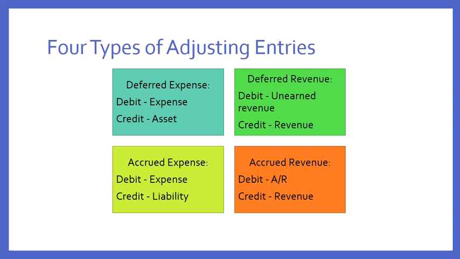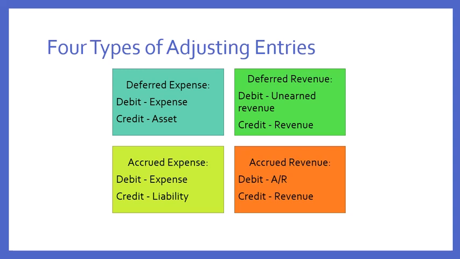Deferred revenue happens when a customer pays us in advance. As we've said, we recognize revenue when we earn it. So if a customer pays us in advance, we can't recognize the revenue. Instead, we report that as a liability called deferred revenue or unearned revenue. So our adjustment is going to be to adjust that account. Accrued expenses happen basically when we have incurred an expense, but it hasn't been reported yet. Same thing is true with accrued revenue. We've earned revenue, but it hasn't been collected or reported yet.